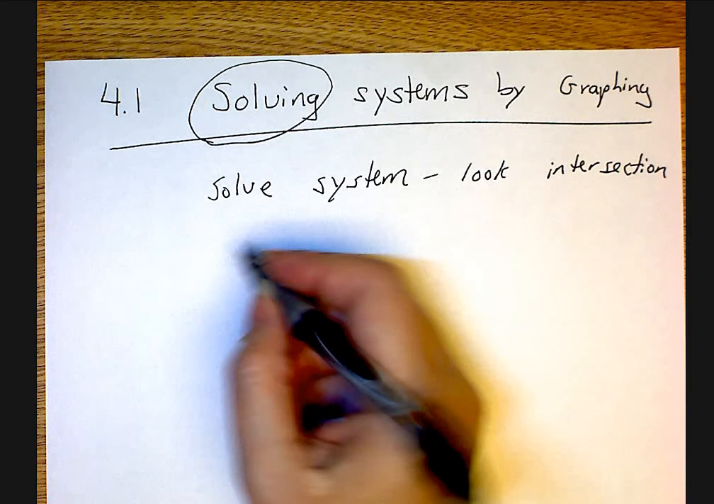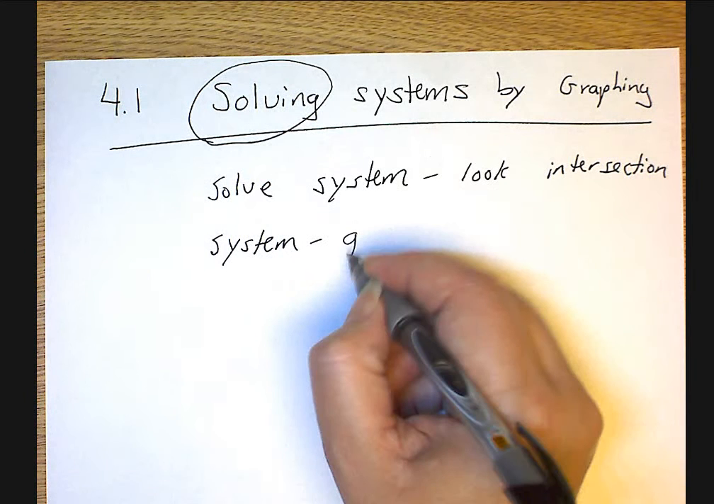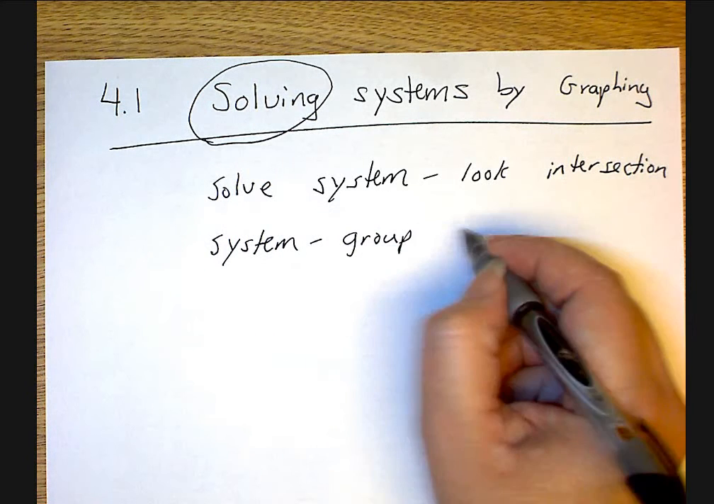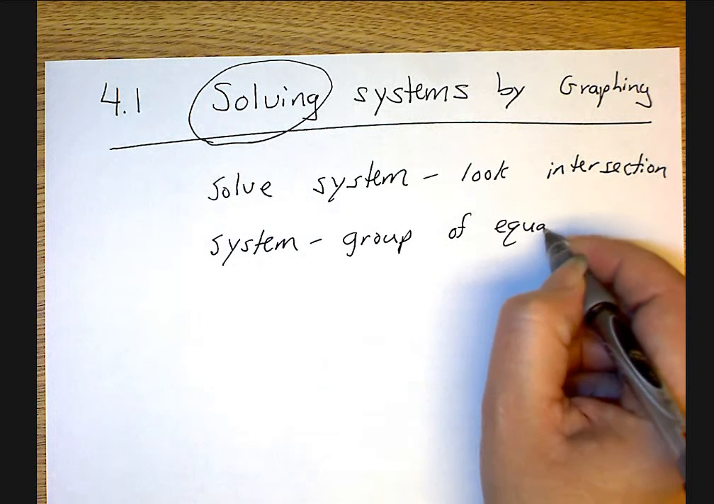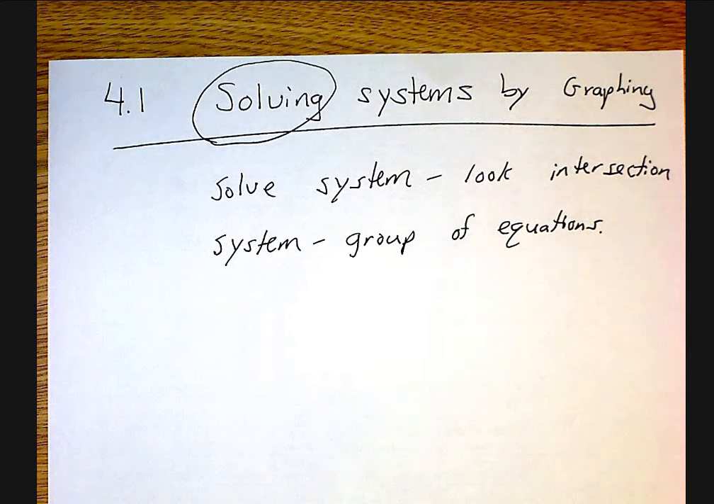A system is a group of equations. Now, in yesterday and today and tomorrow, we are just going to be working with lines. But there are other equations we will be working with. We know other equations like our parabolas, and we know our absolute values. So those are things that can be in your system also. But we're just going to talk about lines for a couple of days.